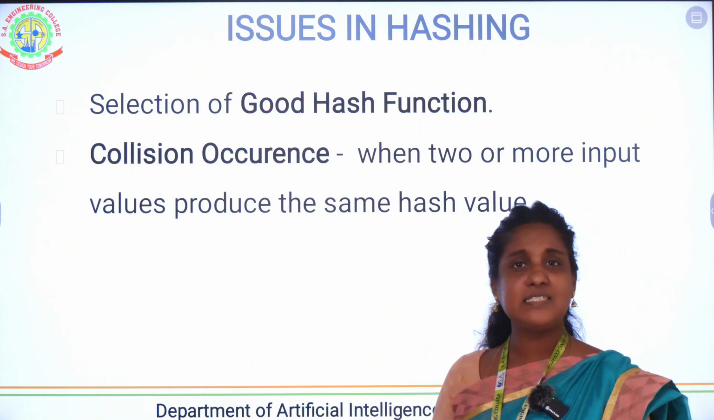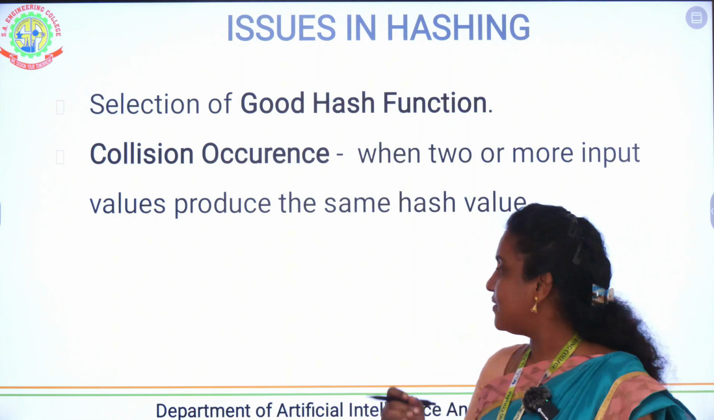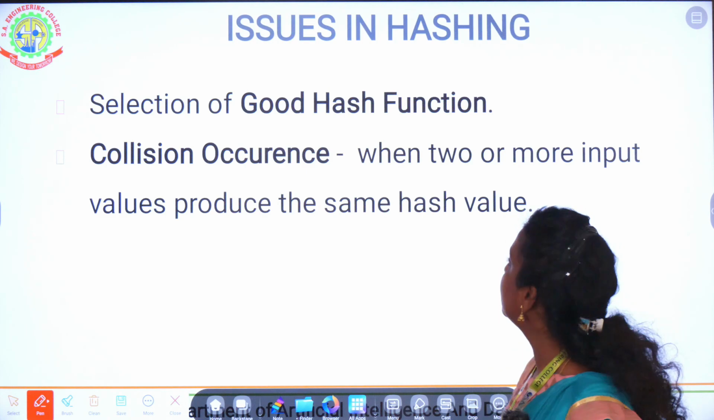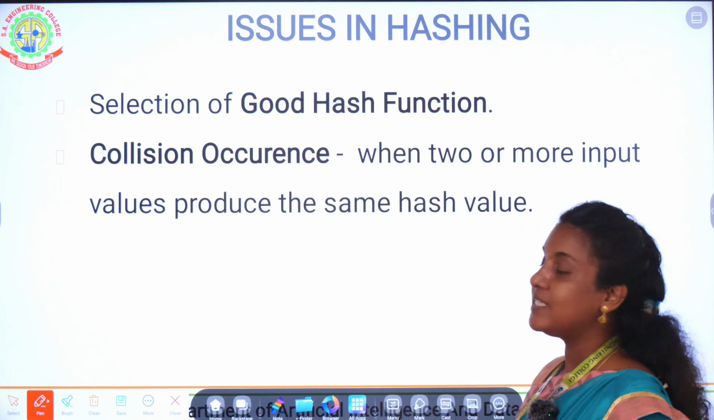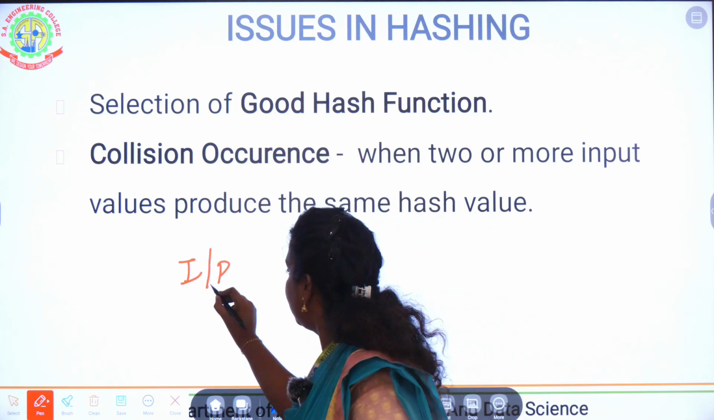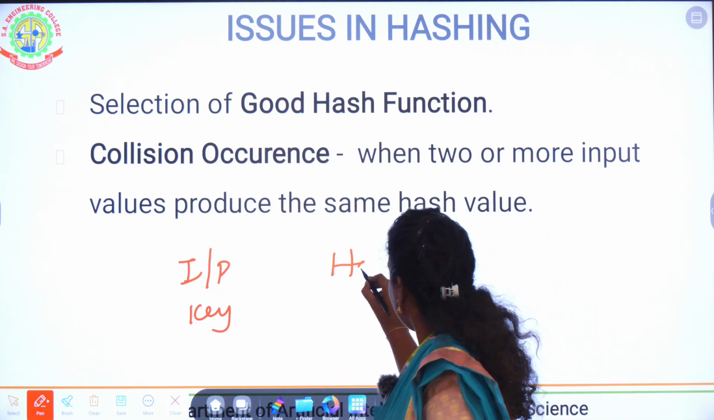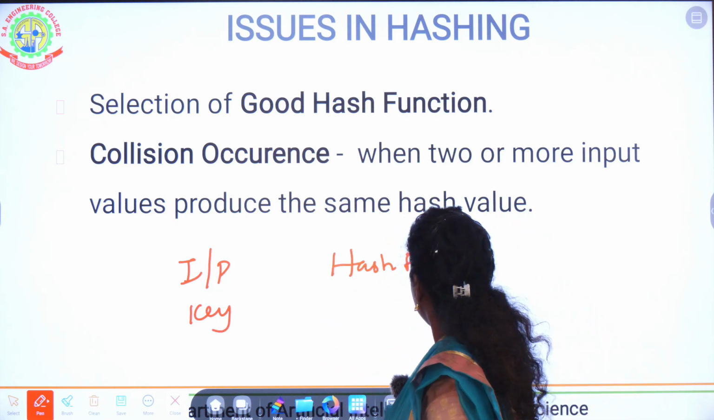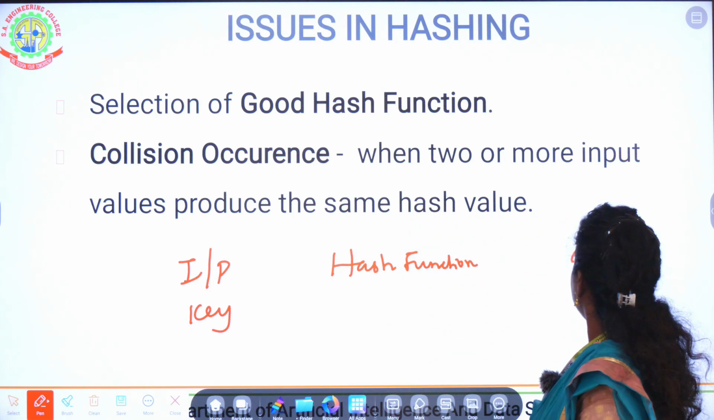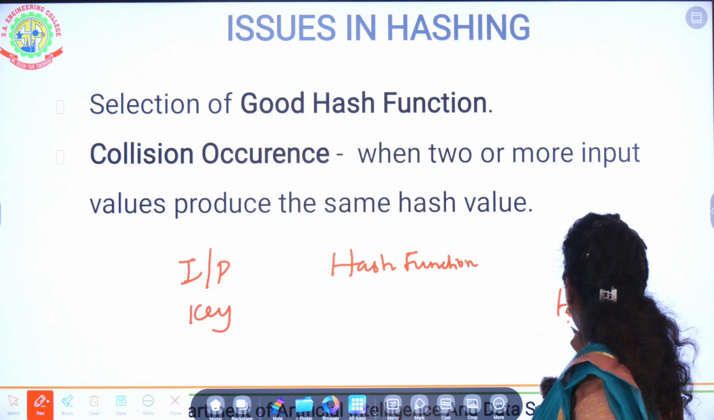Okay, what are the challenges in hashing? Here we have to see 3 things. One is the input, which is nothing but the keys, then the hash function, and the output, which should yield the unique hash value.